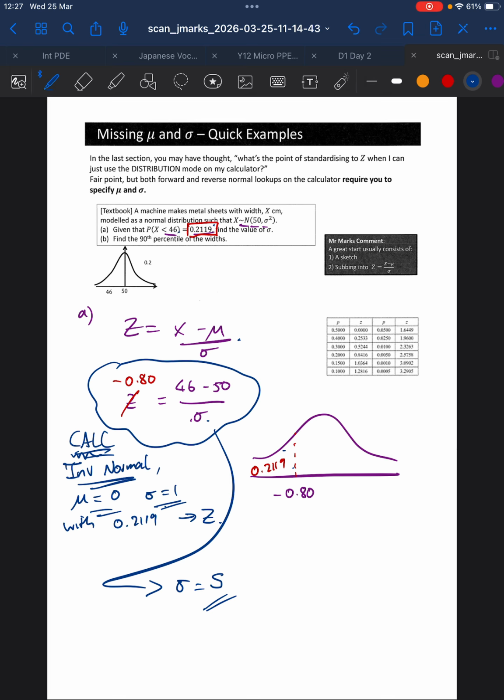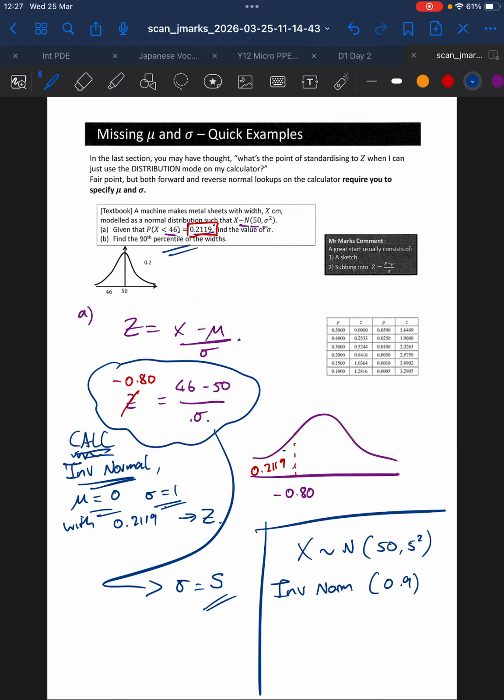Okay, find the 90th percentile. Well, once you've done everything, it's like this is quite a standard question, okay? Because you can just say X is normally distributed with 50 and 5, because we know this number now. What's the 90th percentile? So again, this is inverse normal, isn't it? This is inverse normal with 0.9, and that should give you 56.4.